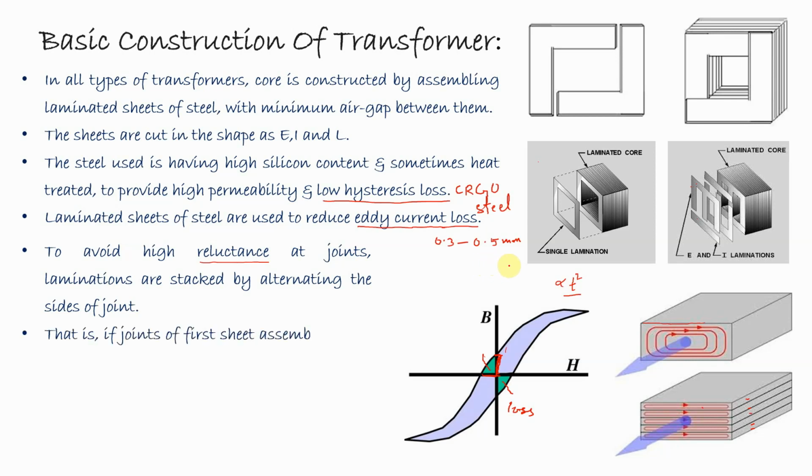That means the joint of the first sheet assembly is at the front face and the joints of the following assemblies are kept at the back face. Just like here, in the first sheet, the E is on the upper side and the I is on the lower side. The next E is on the lower side and the I is on the upper side. Next, again the I will be on the lower side and the E will be on the upper side. So in this way, the structures are made.